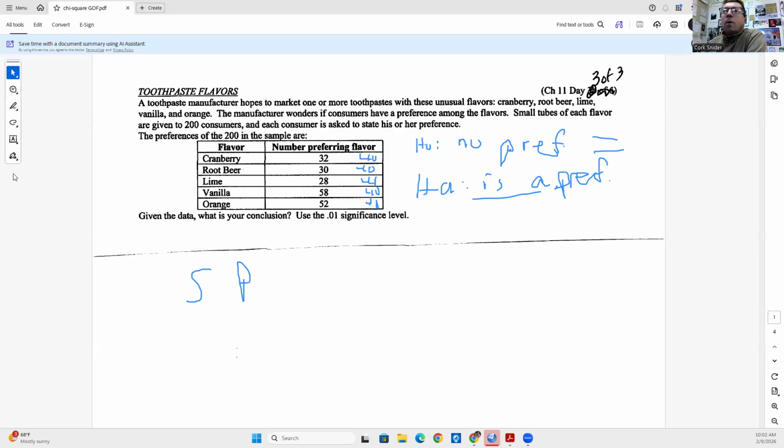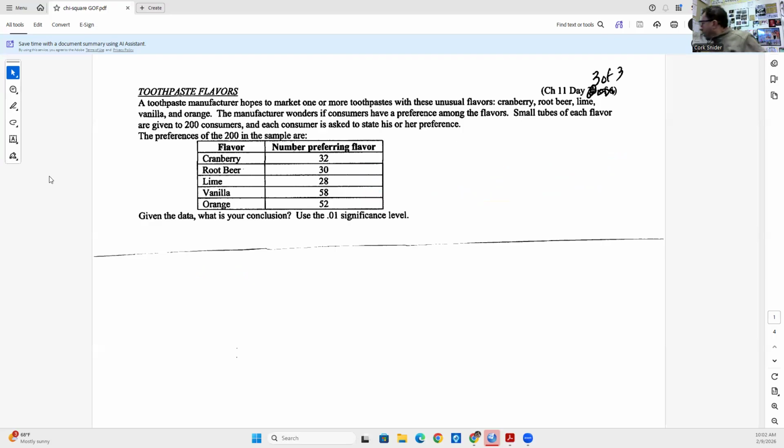I got to remember all these numbers. I should write it down this time. This is ridiculous. My little brain. So we got 32, 30, 28, 58, 52. Okay, so let me write this down here.